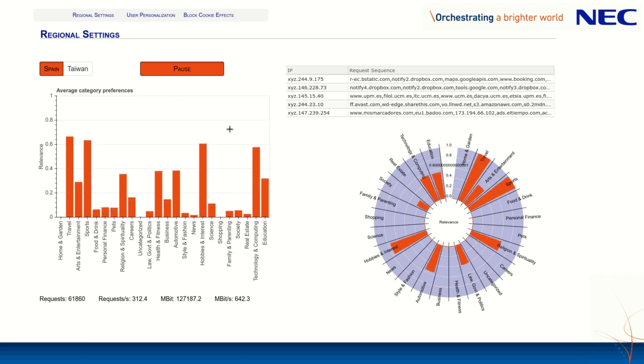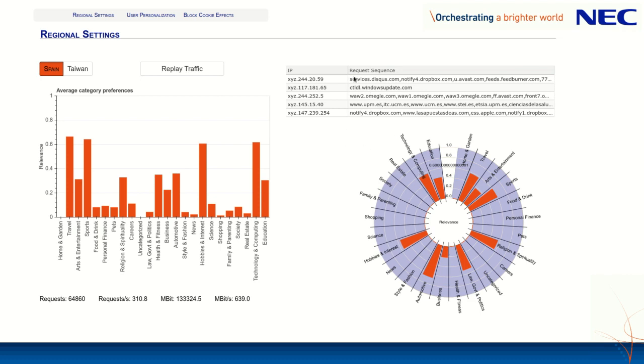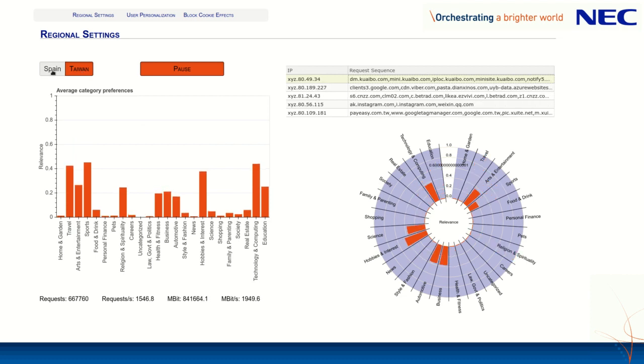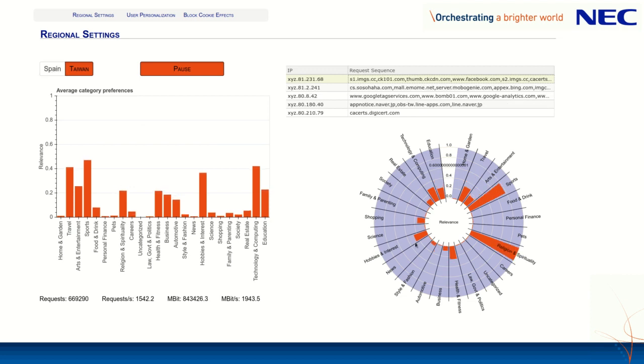And here on the left we have the average profile for the users of this network, which is slightly changing over time. And here on the right we have the analysis for a single user. If we stop now, we see, for example, that this user that has visited some of these websites is obtaining this profile in our system. Coming back to the average profile, we see how in different regions the average profile of the users is different, and also it changes a little over time, even in a single region.